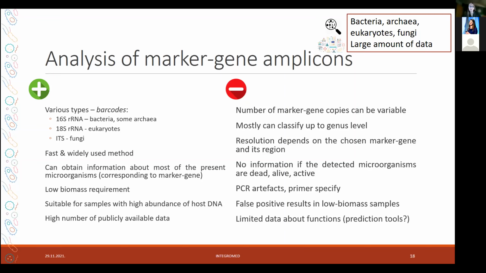And of course, we have limited data about functions. Using this method, we know what is living there, and we could, for example, search the literature for information about what they could do, but we can't be sure about any activity. There are some prediction tools that try to predict functions from 16S rRNA data. However, they're not quite often used, and I think, since shotgun metagenomic analysis is getting cheaper and you can get more detailed information about functions, people most often go to this more advanced method.